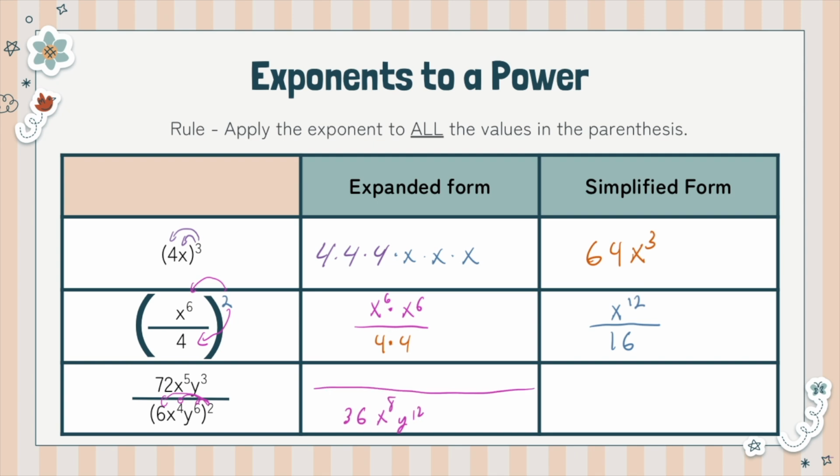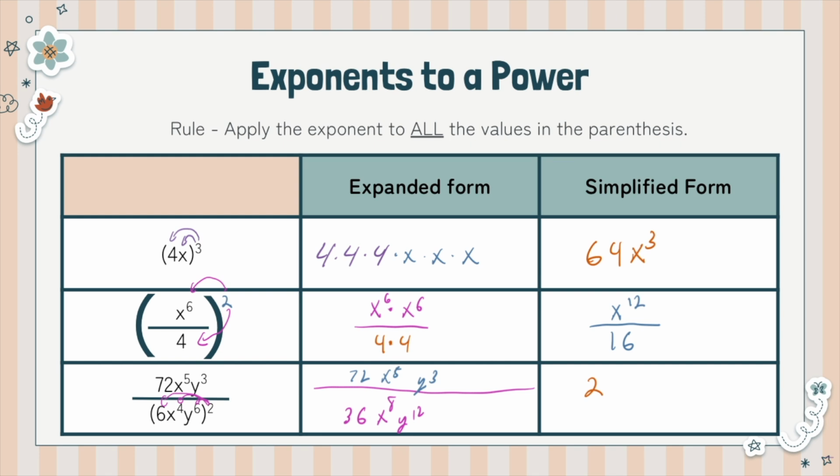Still on the top though, however, is going to be 72. And then we've got x to the 5th, and we've got y to the 3rd. So now we're going to apply our rules just like we had previously. The good news is 72 divided by 36 works out evenly. That goes in twice, so that'll be a numerator at the top there.